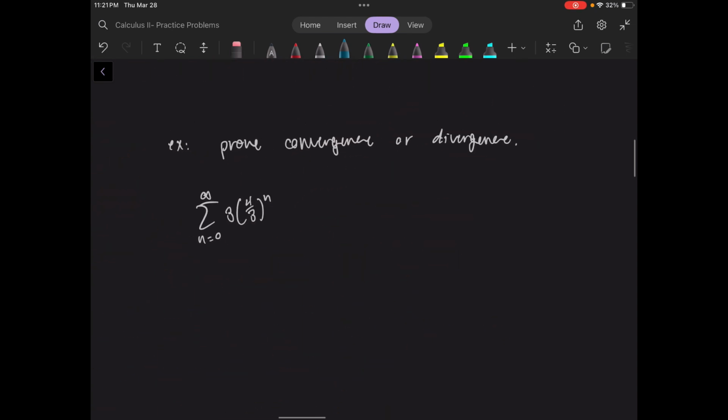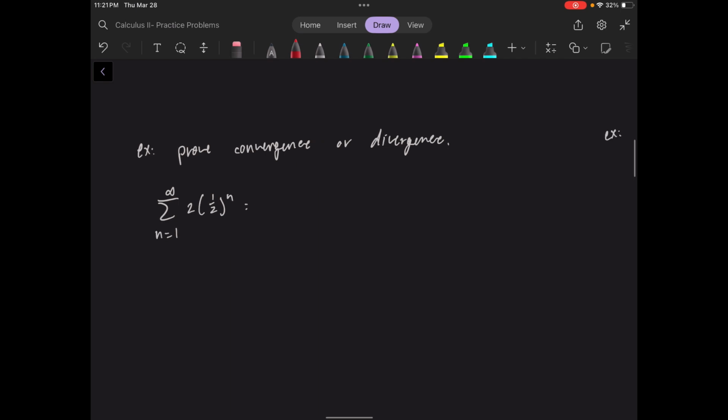So let's look at another example. Prove convergence or divergence. It's in our form already, ar to the n power. But there's an issue. What is the absolute value of r? It is 4/3, which is bigger than 1. So you'd say the series diverges because the absolute value of r is equal to 4/3, which is greater than 1. That's all you have to say.